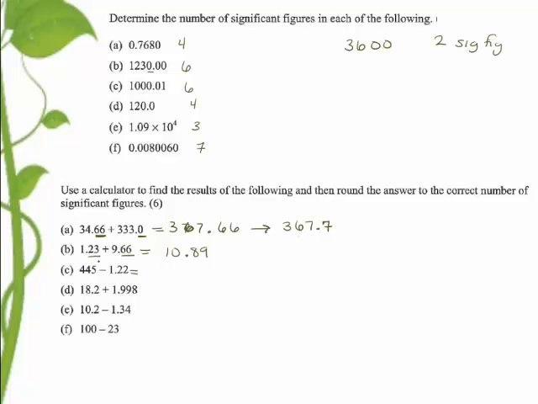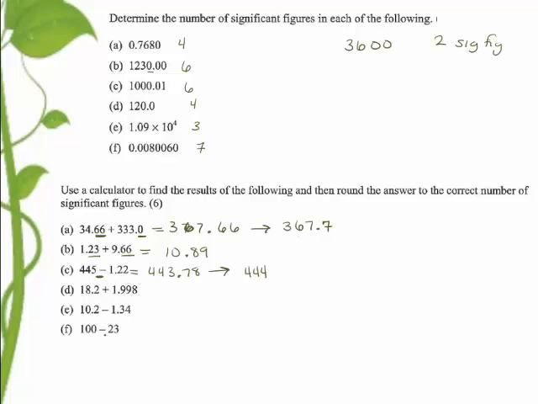445 minus 1.22 gives me 443.78, but I have no decimal places, so I can have no decimal places in my answer, so I need to round that to 444.